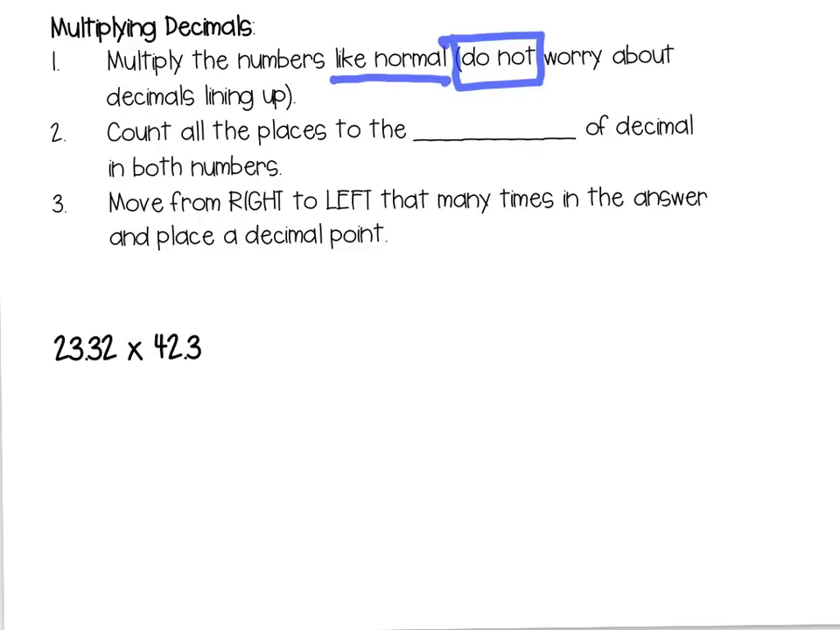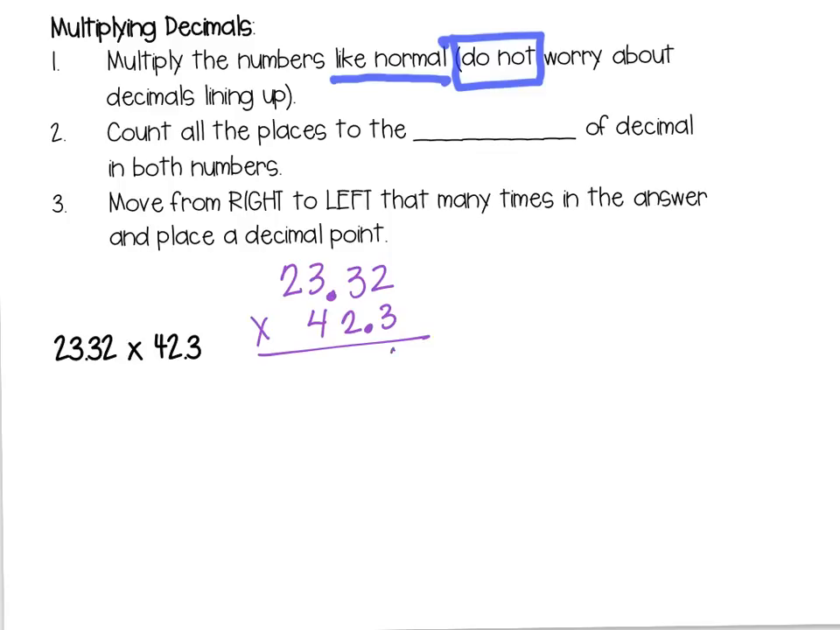All right, let's see. So you have a 4 by 3, right? So you're going to put the 4 on top. 23 and 32 hundredths times 42 and 3 tenths. I have a decimal here and a decimal here. I did not line any of it up, okay?